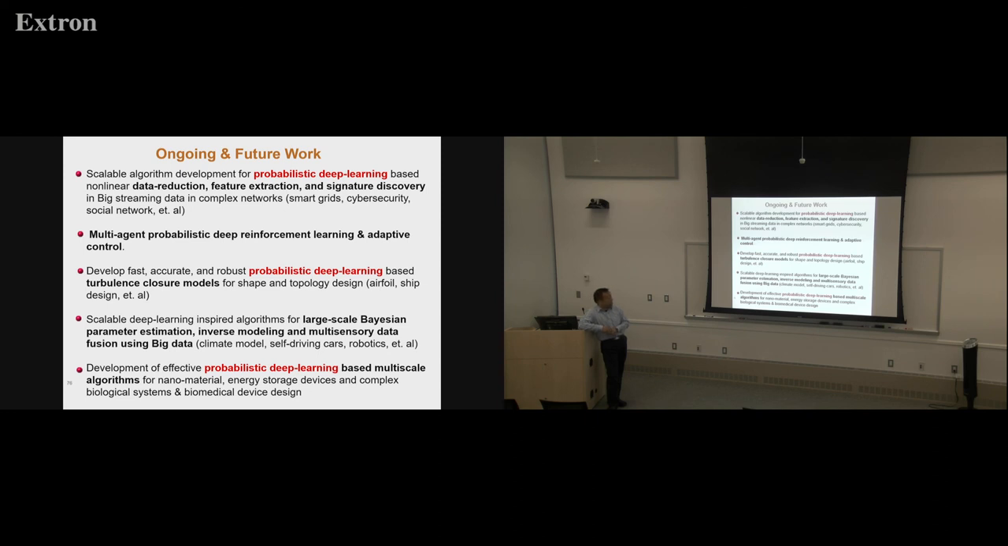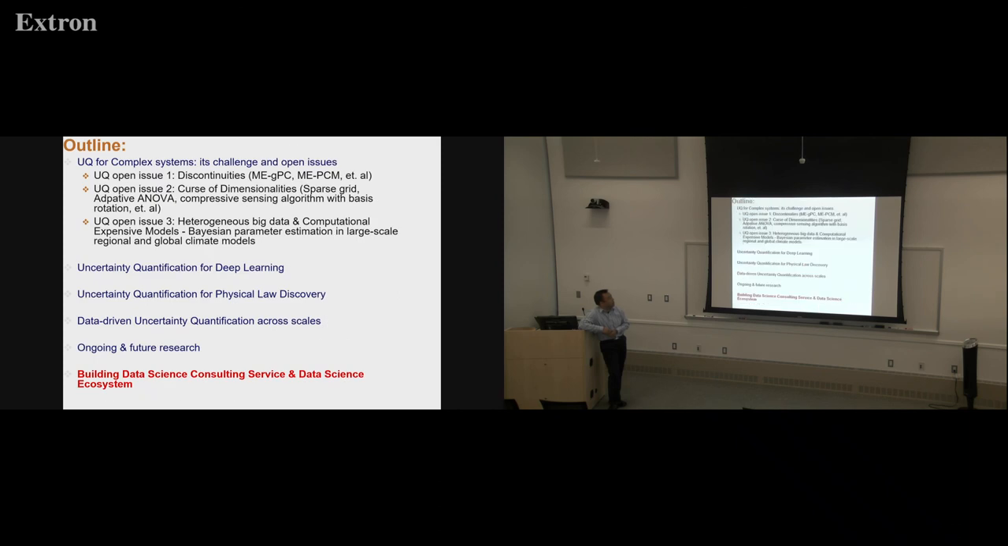And also I'm working on using deep learning for multi-scale algorithms. Because before deep learning, right, we could do some simple multi-scale algorithms, right? However, if there's a strongly transient, complex problem, I think we need the help of deep learning to help us do better computation.